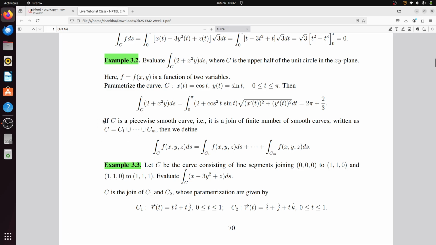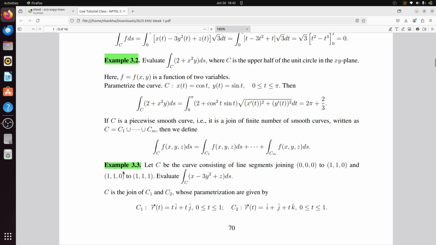Now next problem is, if C is a piecewise smooth curve and it is a join of a finite number of smooth curves, written as C equal to C1 union up to Cm, then what you have to do is integrate over C1, then integrate over C2, and then just add them up, then you will get the final answer. Got my point? Yes, sir.